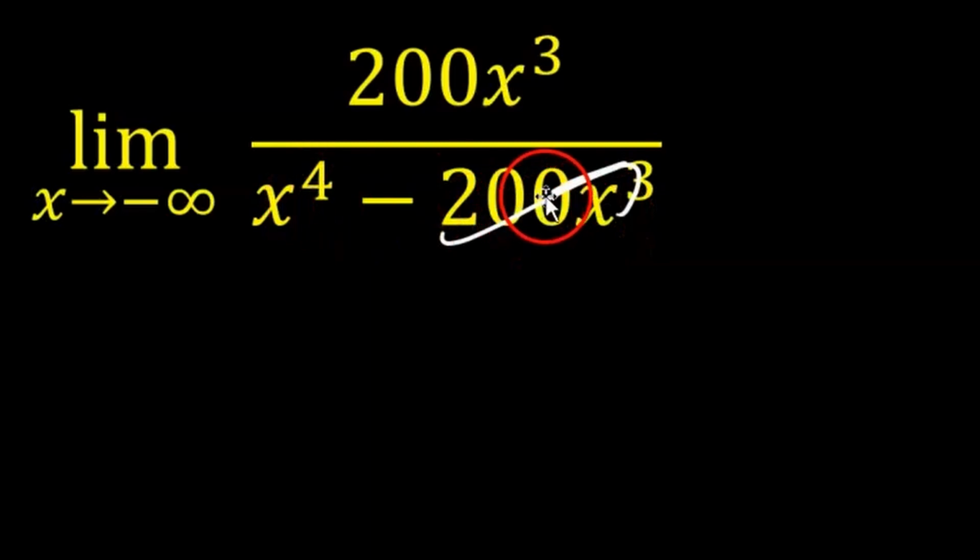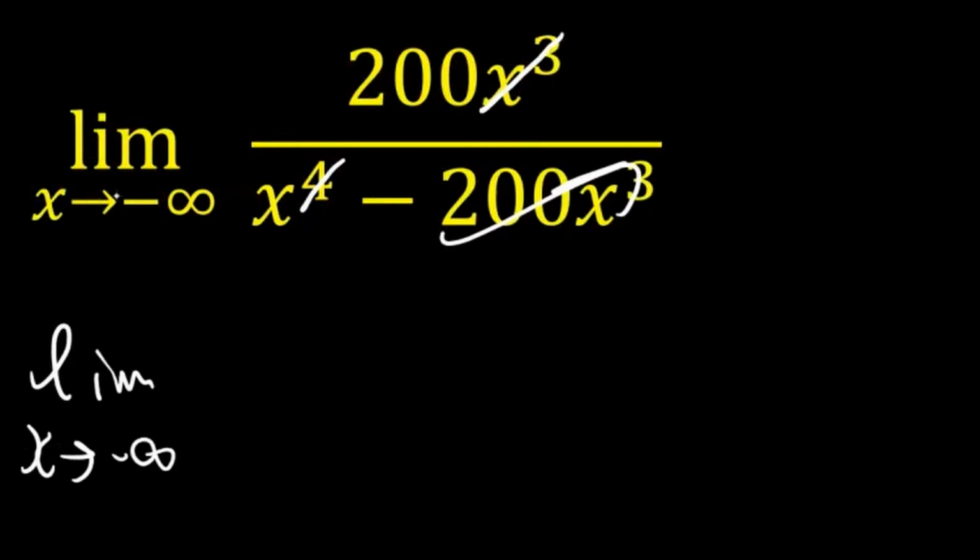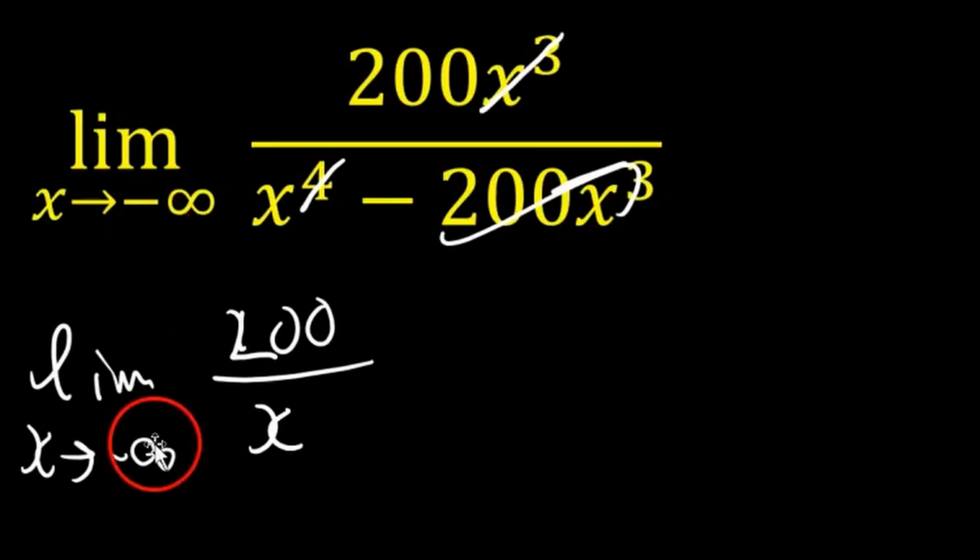It doesn't go to 0, but it's negligibly small compared to this one. So we're really left with x cubed over x to the 4th. So 3 of these cancel with these, and we'll have 200 over x. It becomes the same as the limit as x goes to negative infinity of 200 over x. So as x becomes large, this whole thing goes to 0.